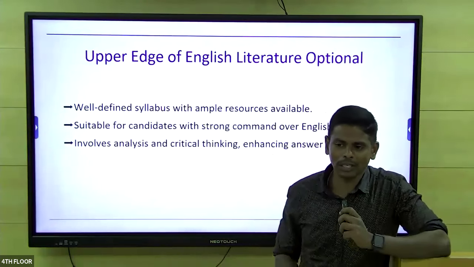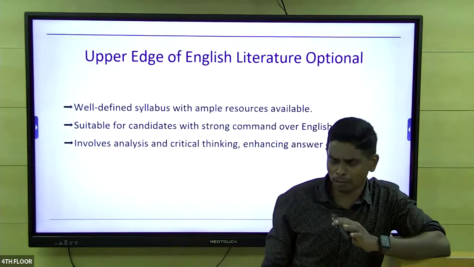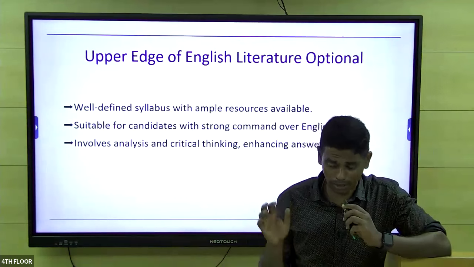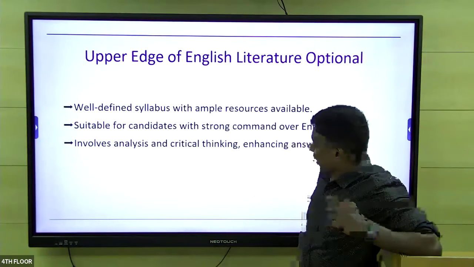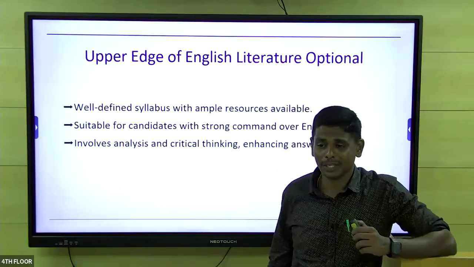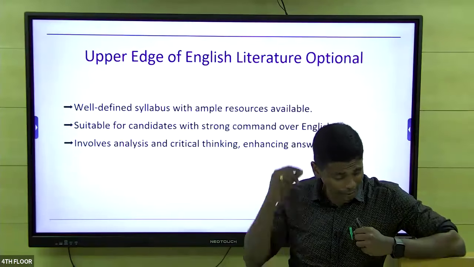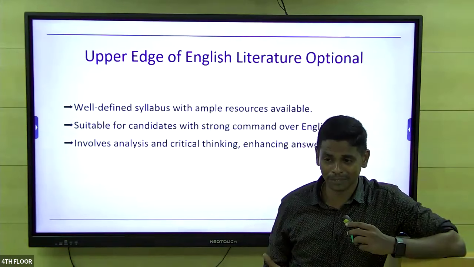So fact-wise, English literature optional is one of the safest optionals that you can opt for. Not only you, anyone who knows English. That's something. And a well-defined syllabus with ample resources available. So the second factoid I really wanted to say is that the competition is extremely simple.